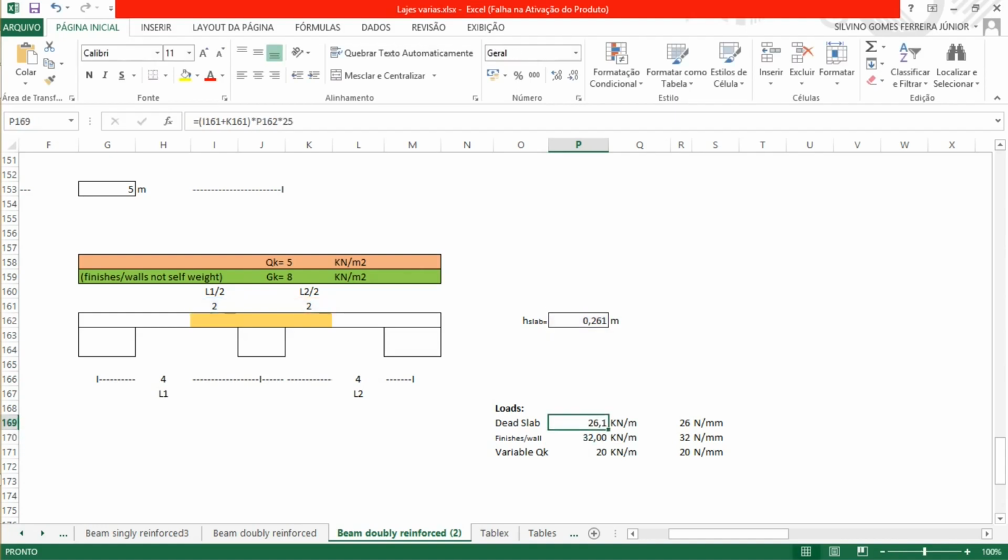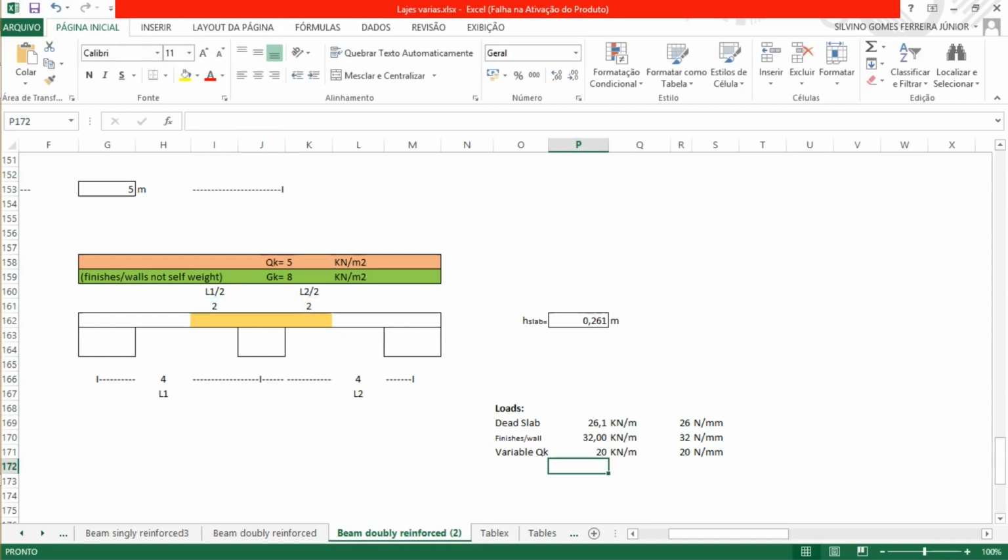Okay, for the finishes and walls, it's basically half of this side of the slab and half of this side, that is 2 plus 2, multiplied by the load of the wall that we are considering, what they gave us, 8 kilonewtons per meter. Okay, the variable load is simply the 5 multiplied by half of the span on this side and half of the span on this side. So it's 2 plus 2, 4, multiplied by 5. This is why we have 20 kilonewtons per meter.